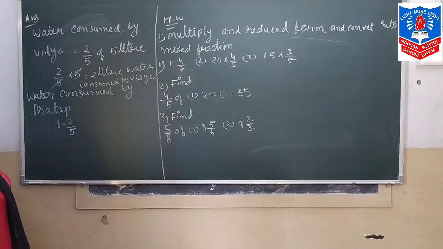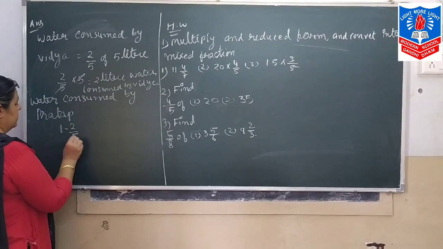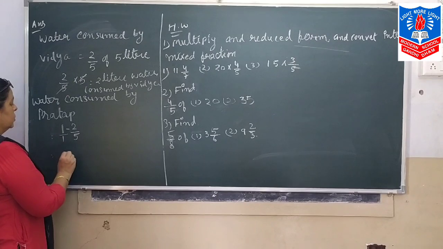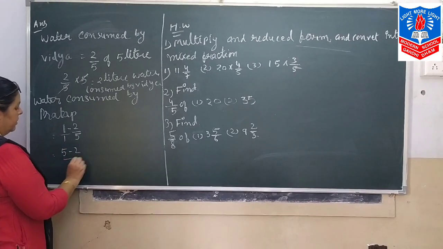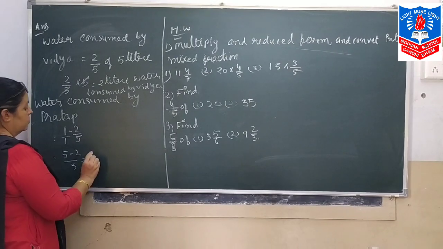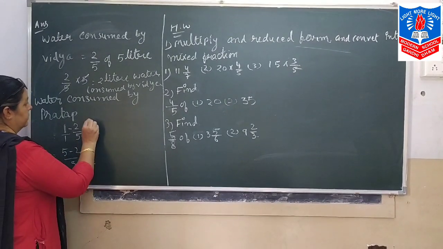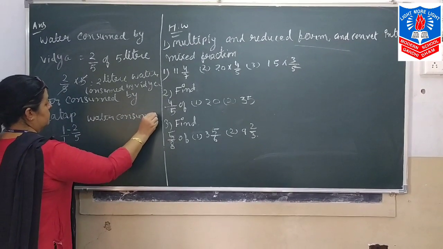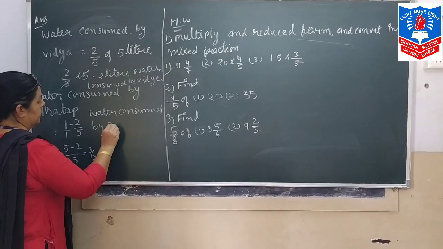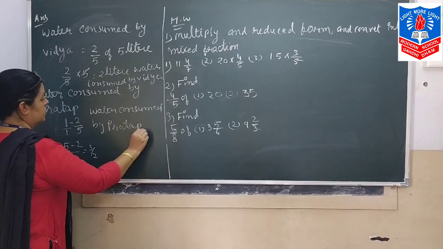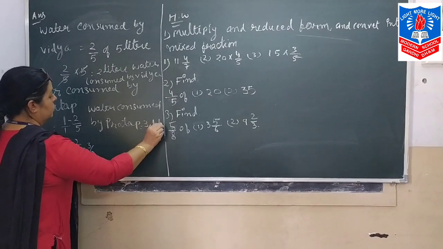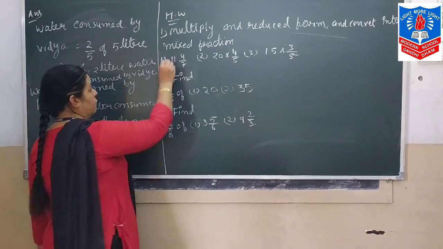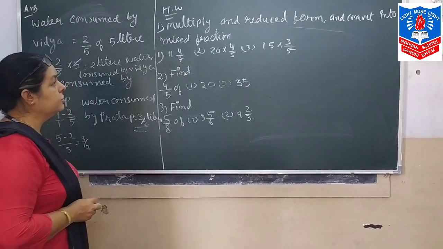Water consumed by Pratap: 1 minus 2 by 5. So 5 is the LCM. Here there is no number, so we write 1 there. So 5 minus 2 by 5 is equal to 3 by 5. So water consumed by Pratap is equal to 3 by 5 liter. It's your answer. And here is your homework of Exercise 2.2.